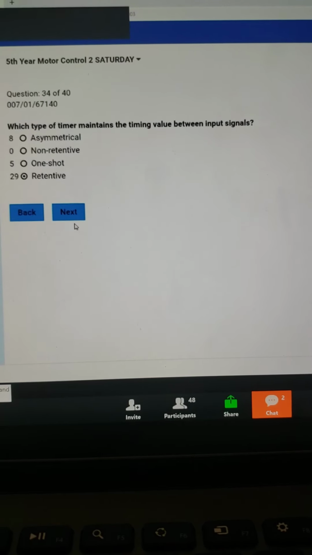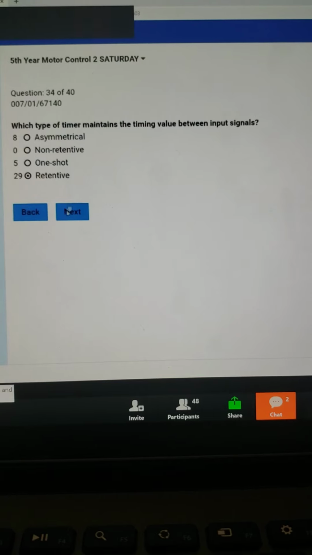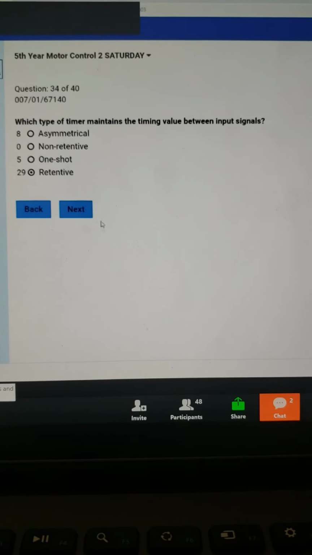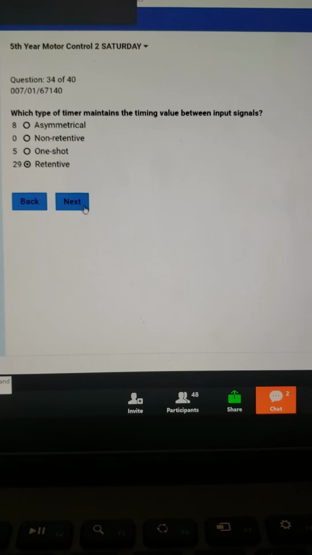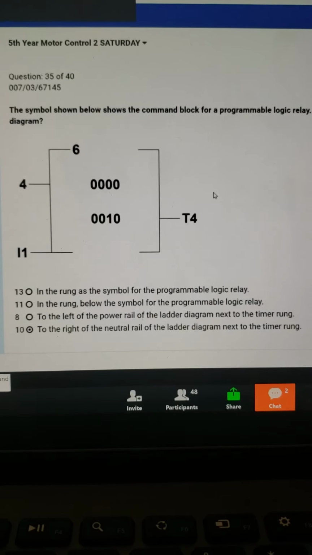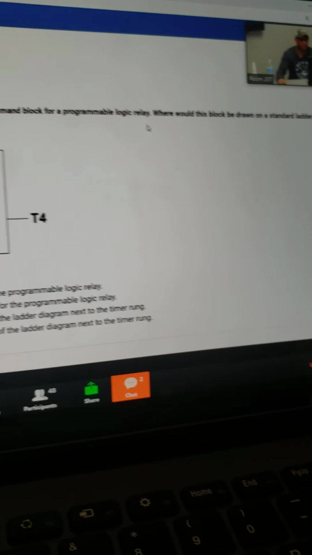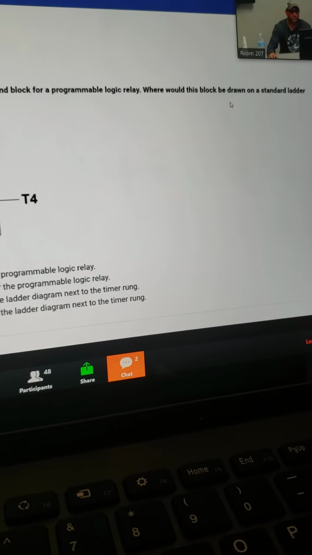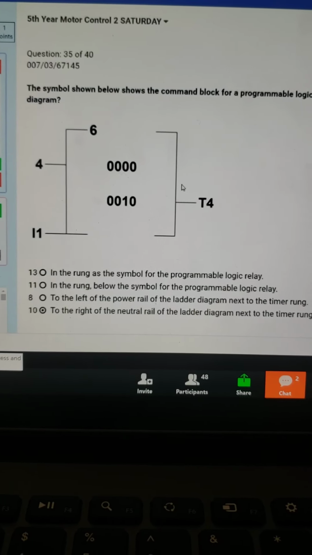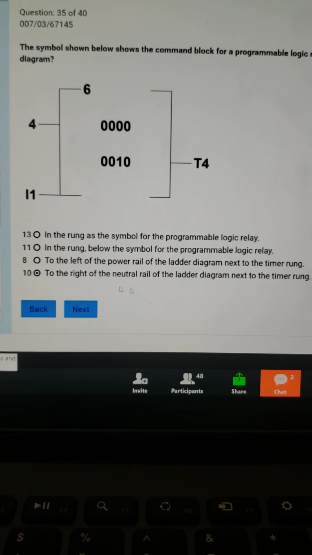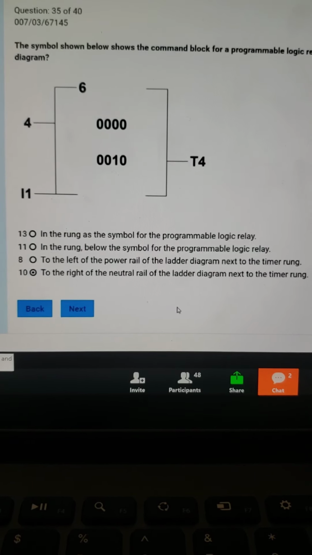Which type of timer maintains the timing value between input signals? Retentive. Bobby, you got that one right? Symbol shown below shows the command block for a programmable logic relay. Where would this block be drawn on a standard ladder diagram? To the right of the neutral rail of the ladder diagram next to the timer rung.